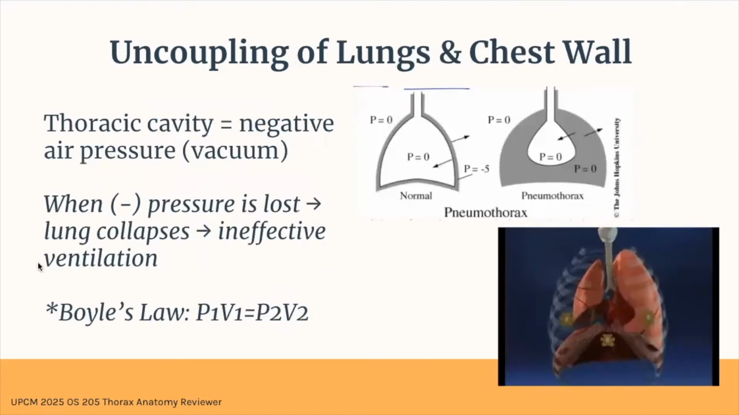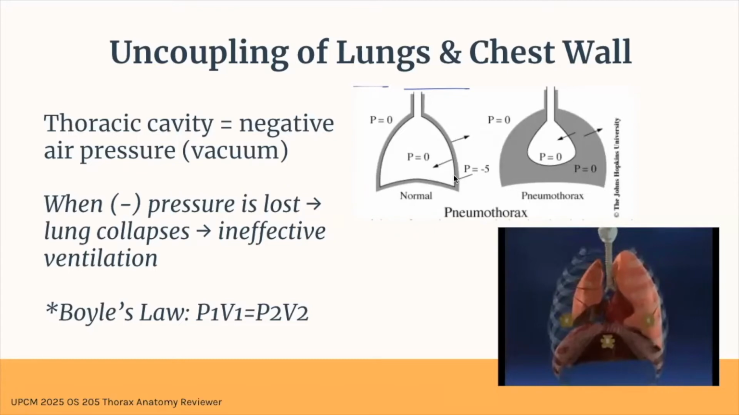Next, uncoupling of the lungs and chest wall. Your lungs and chest are inseparable. They oppose each other, creating a negative air pressure, like a vacuum inside. So when the chest expands, the lung expands too, because they are attached to each other. When the lung deflates, your chest also becomes smaller in size.